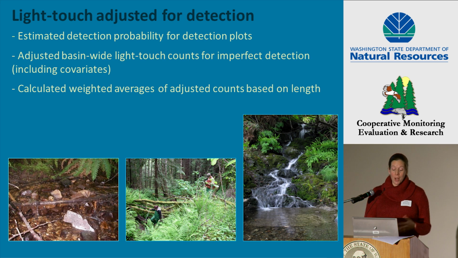Okay, so then we were able to estimate detection probability for those detection plots and then adjust the basin-wide light touch counts for imperfect detection, including those covariates. And we were able to calculate a weighted average of adjusted counts based on the length of stream meeting those different covariate criteria.